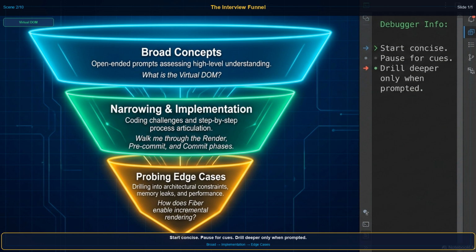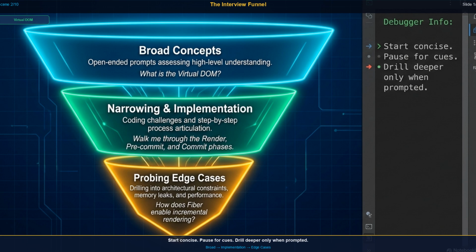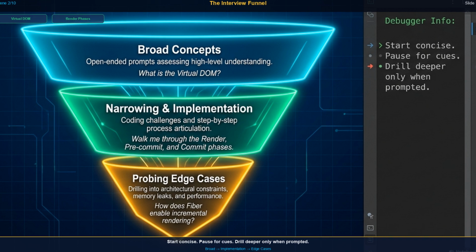Every front-end interview follows a funnel, and smart candidates adjust depth at each stage. At the top, interviewers ask broad, open-ended questions to assess high-level understanding. What is the virtual DOM? Why does React exist? How does semantic HTML matter in 2025? Start concise. Give a crisp two-sentence answer, then stop talking and let them steer.